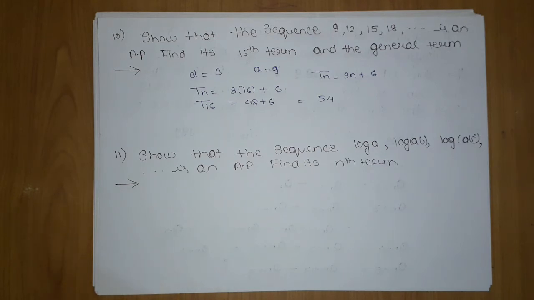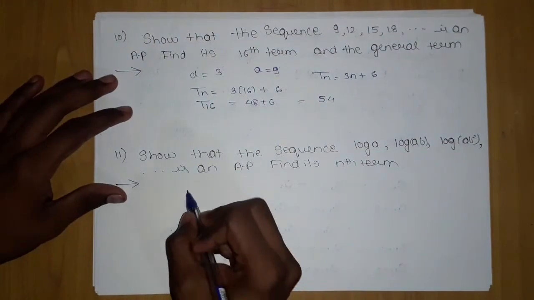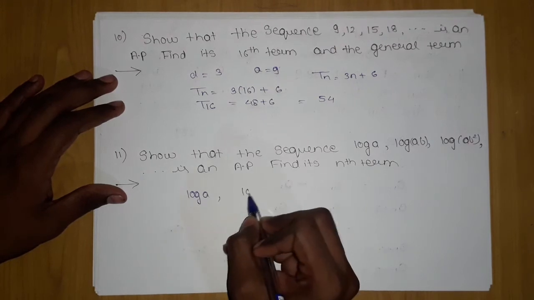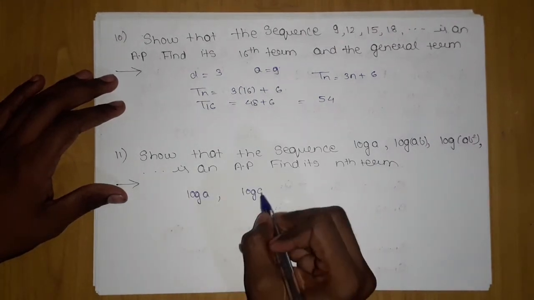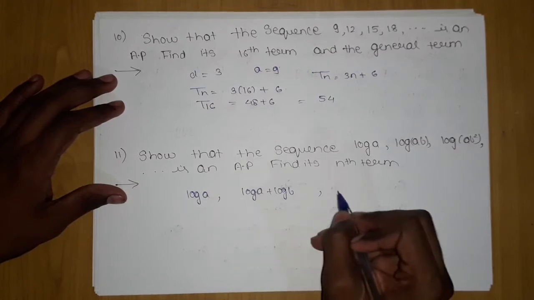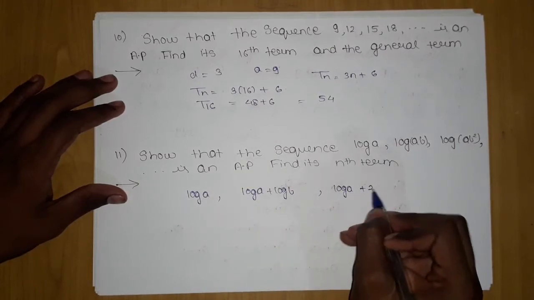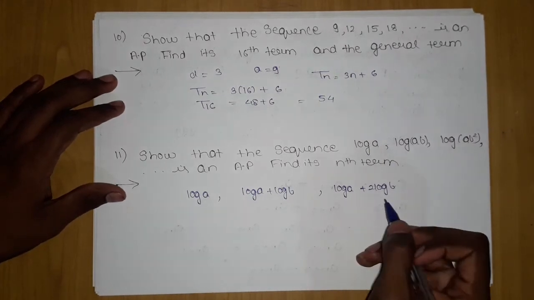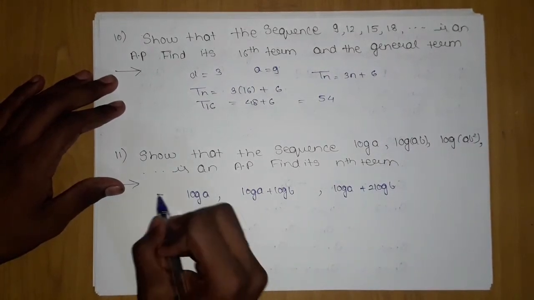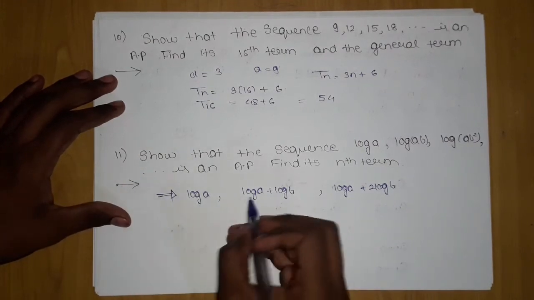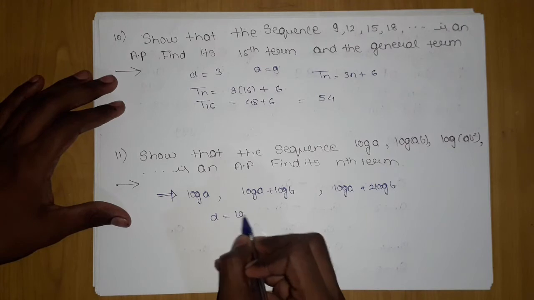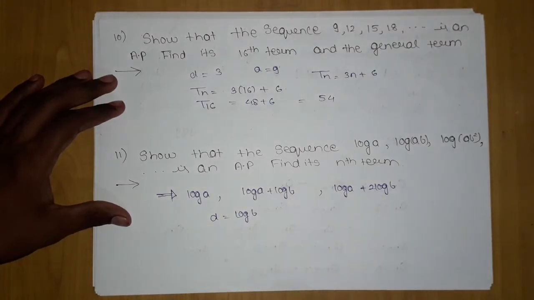Show that the sequence log A, log AB, log AB square is an AP. Find its general term. Now how will we proceed? If you see, this is a sequence: the first term is log A, the second is log A plus log B, and the third term is log A plus 2 log B. How I did it: this is the basic application of logarithm properties, nothing great in that. If I subtract these two, I get D, which is log B. If I subtract these, I get the similar log B, which proves that it is an AP.